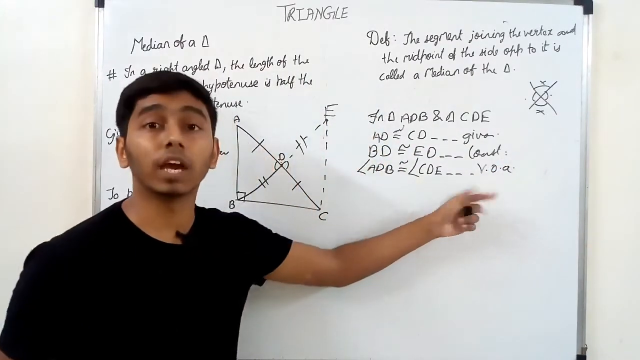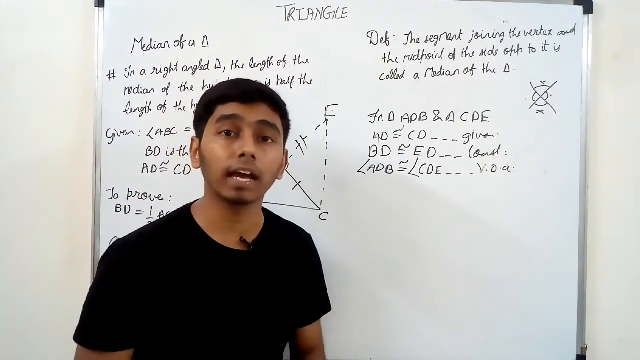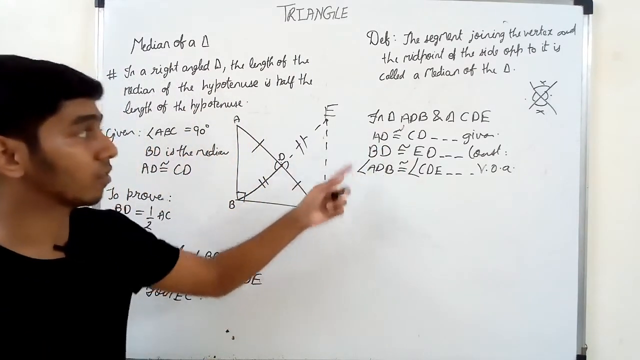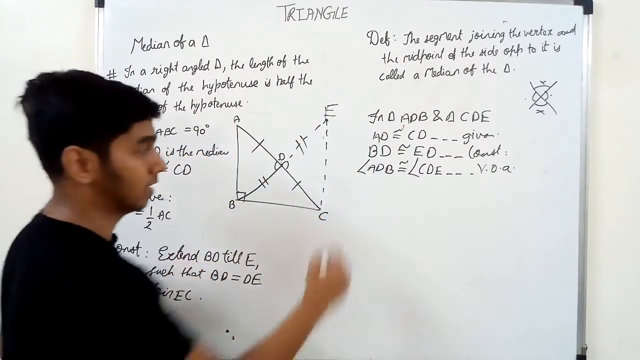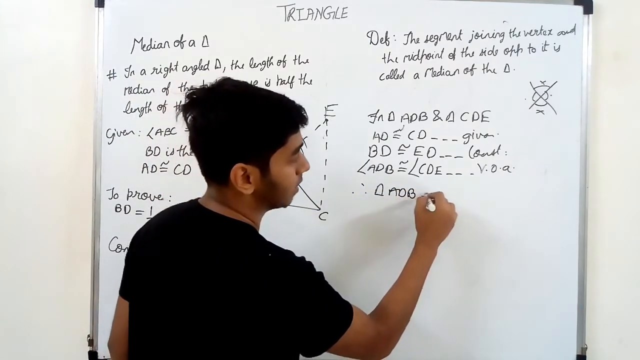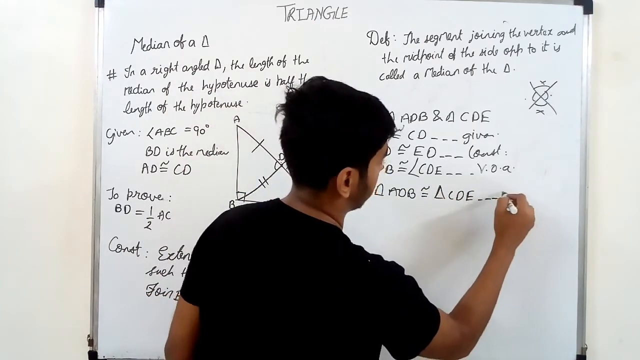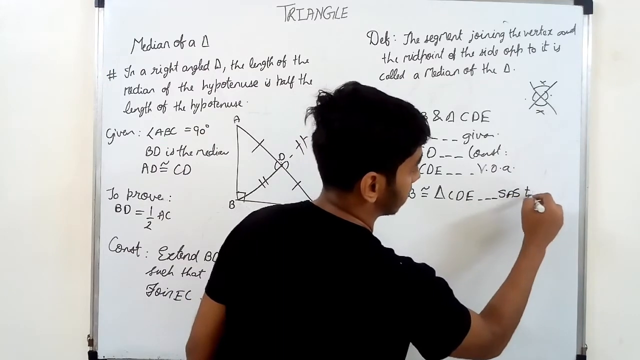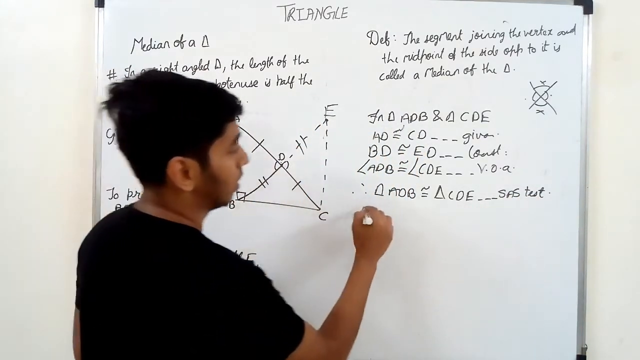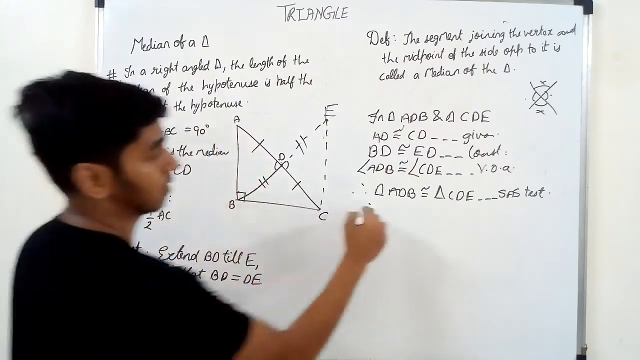Okay, so this we have done in parallel lines. If you're not sure about this, go back and check the chapter on parallel lines. So what we have got: S, A and S. Therefore, triangle ADB is congruent to triangle CDE by SAS test. Correct?